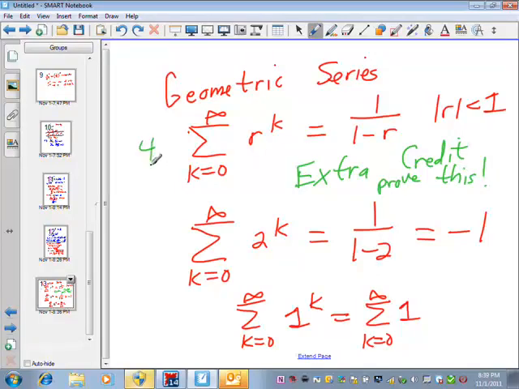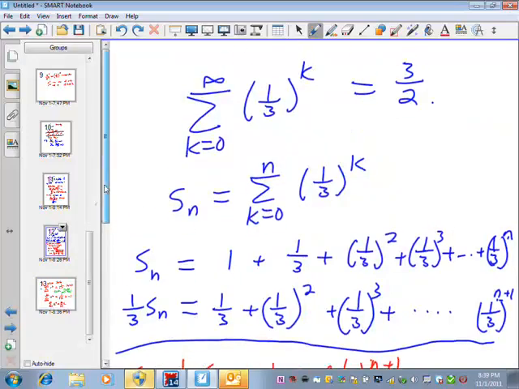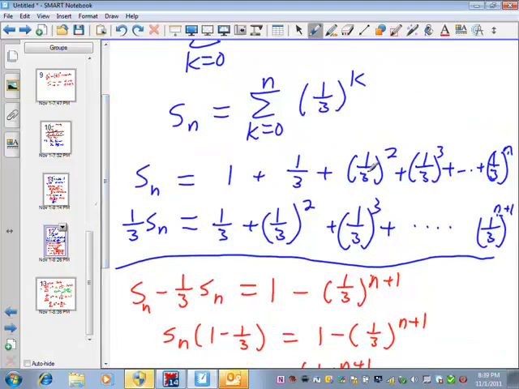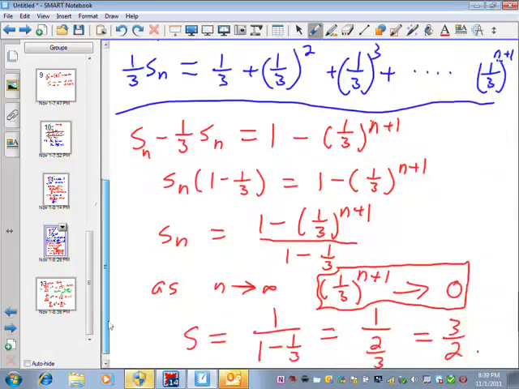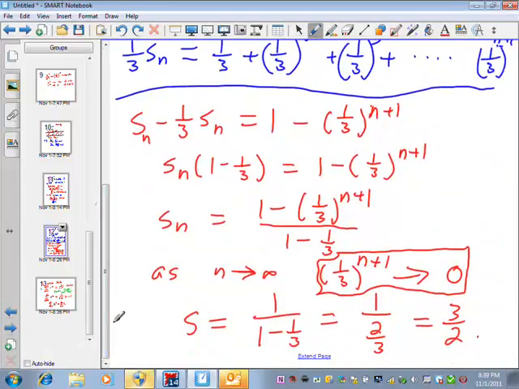I think it's pretty good. I may erase that. But what do we do? We go here. R, R squared, R to the third. What is R? Everywhere there's a 1/3, you put R. You'll need R to the n plus 1 to go to 0, but that means you need at some point to say that the absolute value of R is less than 1.